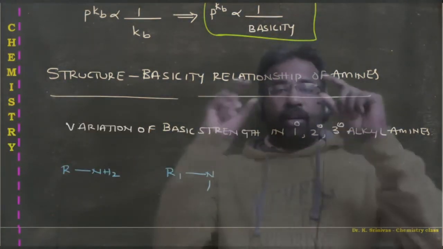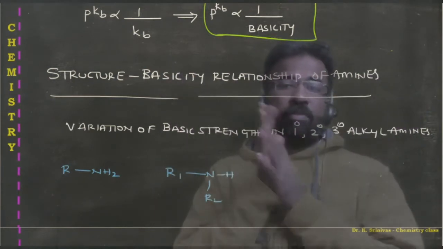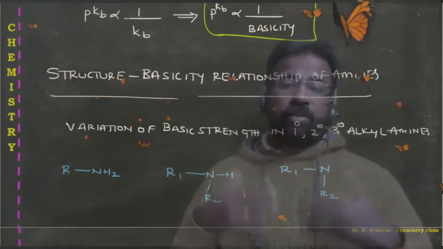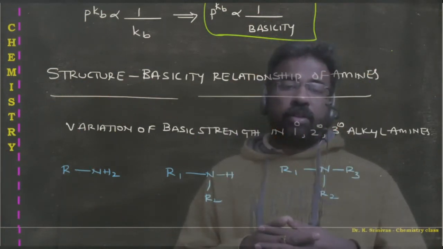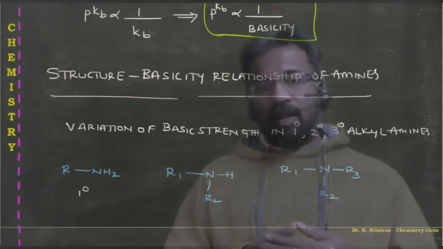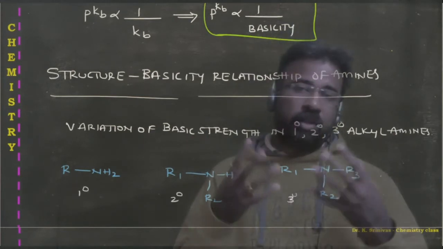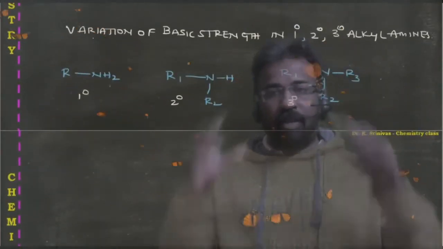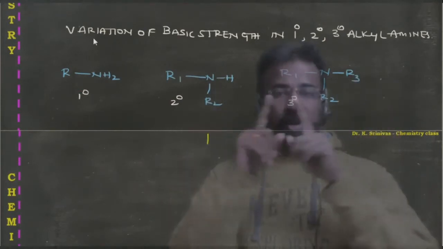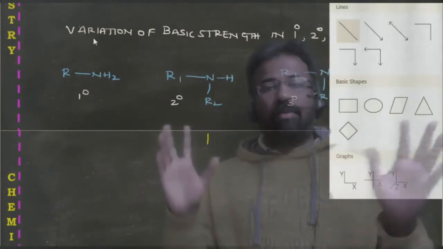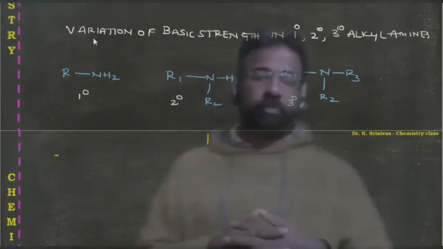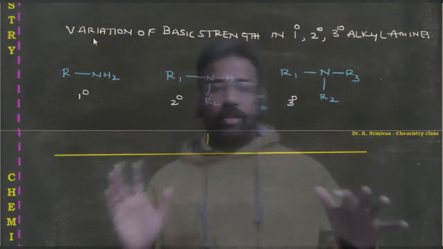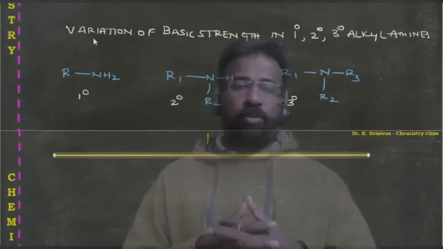So we are going to write down the heading: structure basicity relationship of amines. We have different types of amines like primary, secondary, and tertiary amines. Whenever we discuss the basic strength, you will have so many things on your mind about how to understand the basicity of the amines. Let us try to understand by taking this simple concept. Here we are going to divide it into two types.